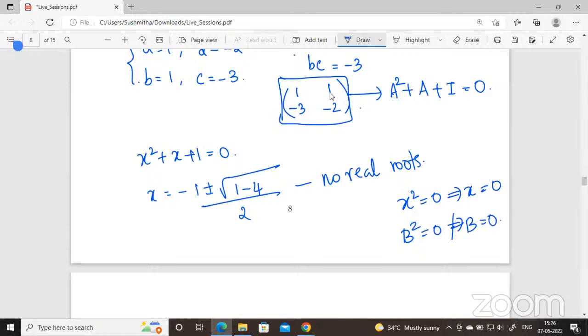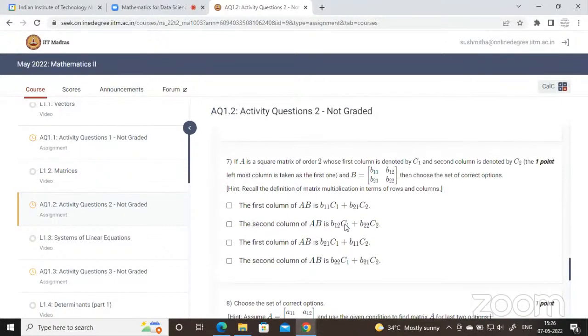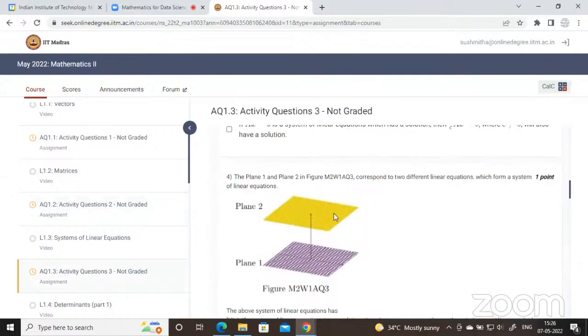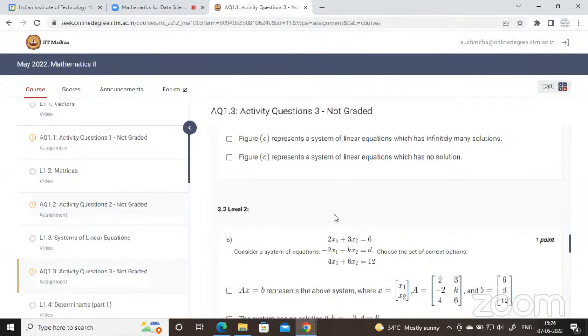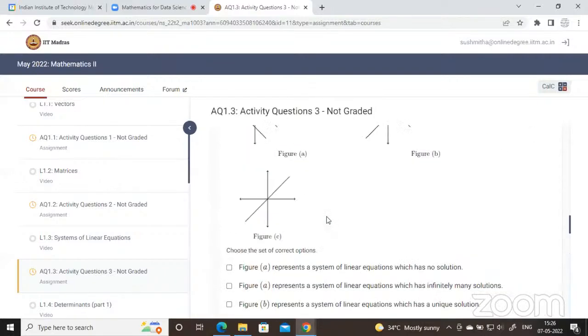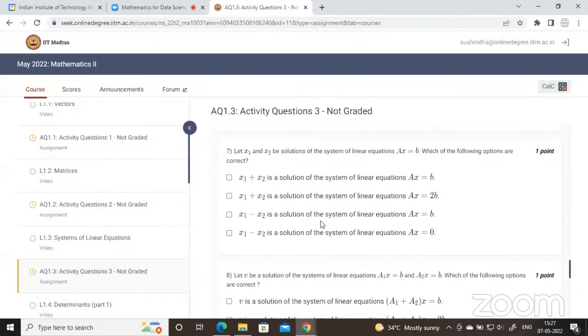Oh, yeah. Okay. Hello, ma'am. Yeah. Yes. Ma'am, activity 1.3. Okay. 7th question. Okay. 1.3, ma'am. 1.3. Okay. 7th question. Okay. Is everything else 1 to 6 is fine, right? All simple. Yes. Okay.